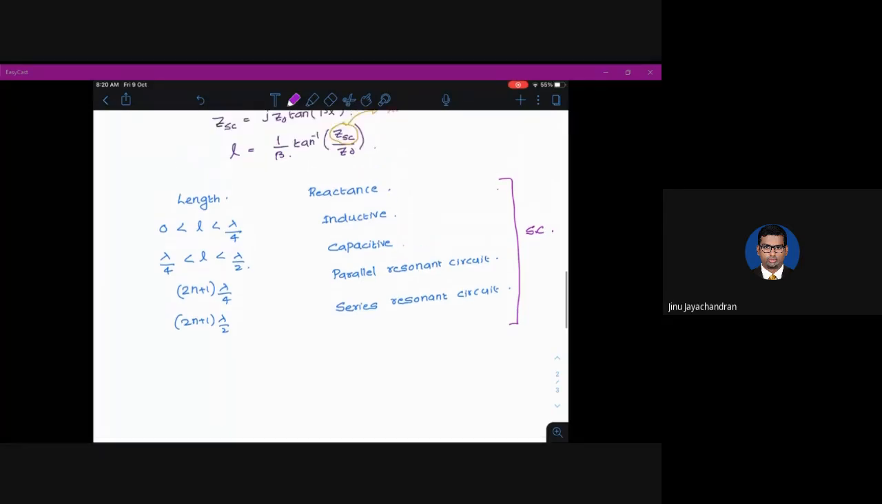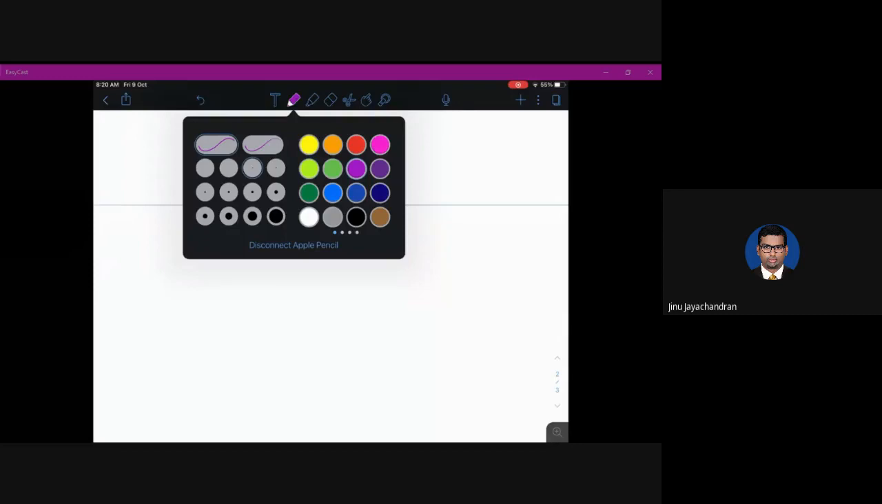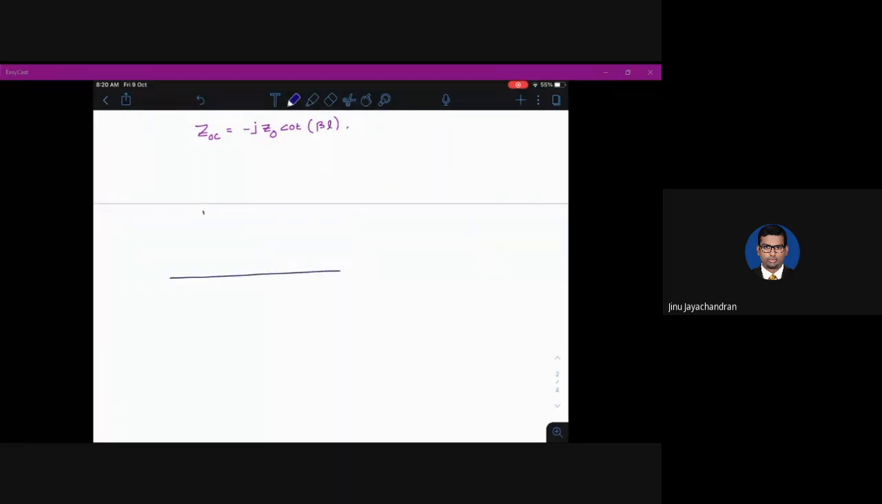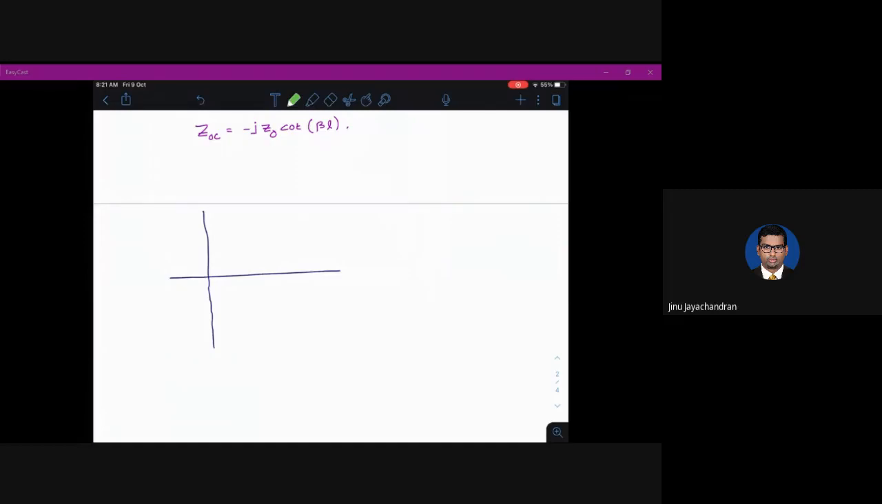In a similar way, if you have an open circuited load, then we know that ZOC is equal to minus j Z0 cot beta L. Okay, and if you draw the diagram for the cot value, you see that it is just the opposite of tan, inverse of tan. Like this. This is radians.